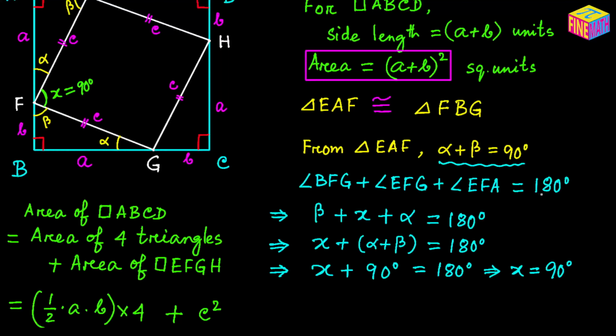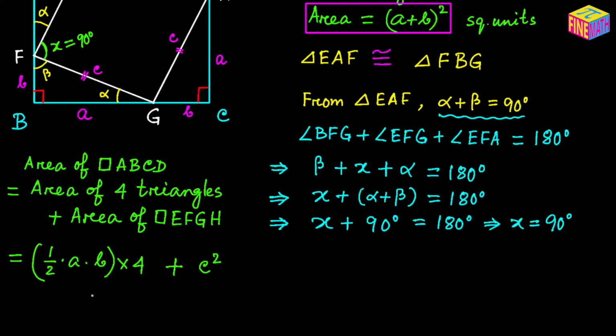Now what is the area of the original square ABCD? Well, its area would be A plus B whole squared, which I have up there. So now can we write it like this, that the area of the square ABCD, which is A plus B whole squared. So now I'm going to say, well, then A plus B whole squared, which is actually the area of the square ABCD, will be equal to half times A times B times 4 plus C squared.